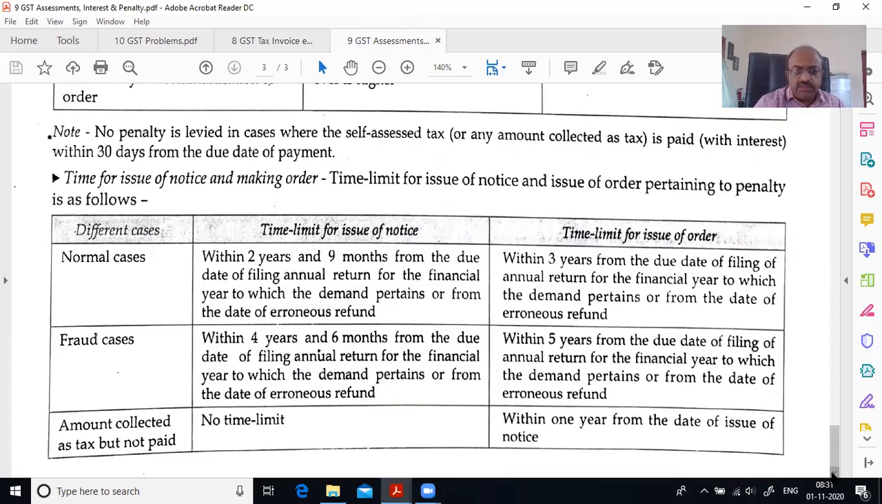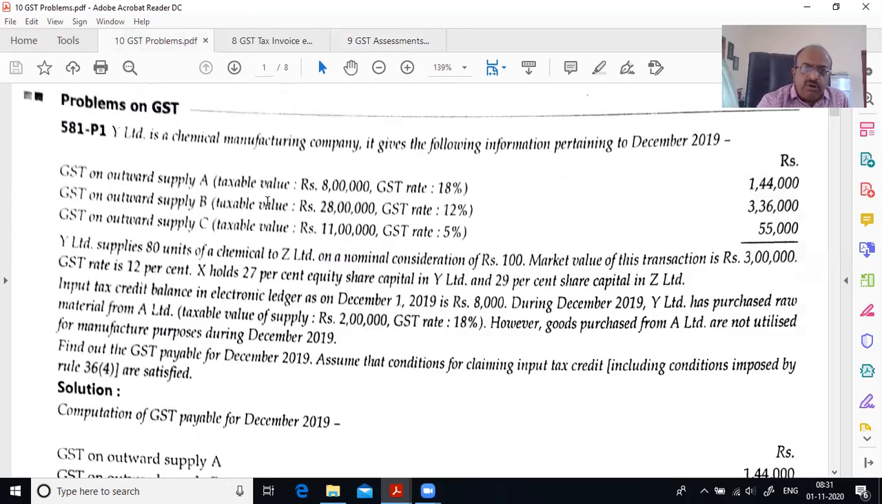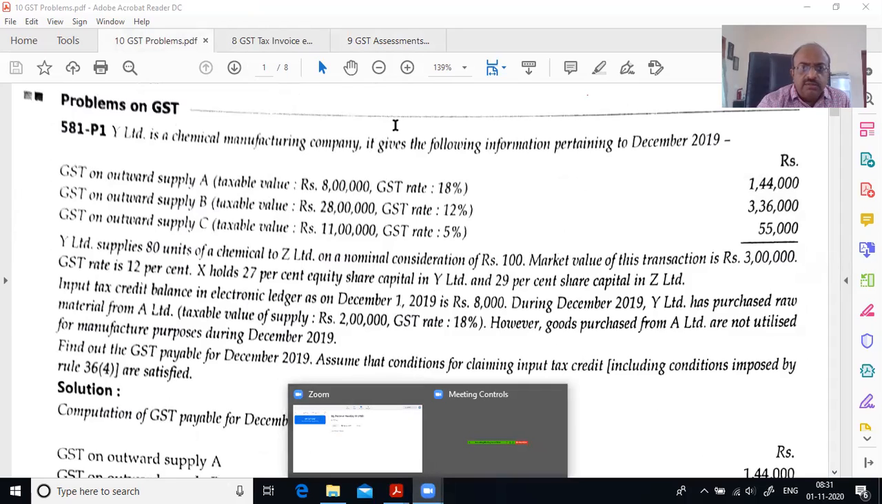So that more or less completes our assessment, and I'll come to tax invoice later. But before that, let us do some problems, because if you do the problems, you will get it. But before the problems, I just want to show you something as far as returns are concerned. We discussed many returns, right? Let me explain, then we'll come to the problem. I'm taking the main returns, not all the returns.